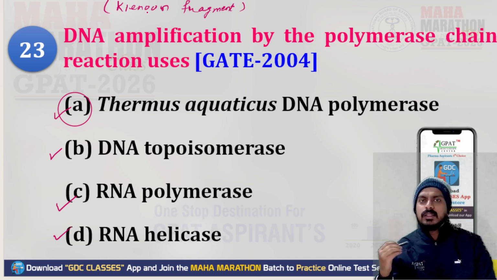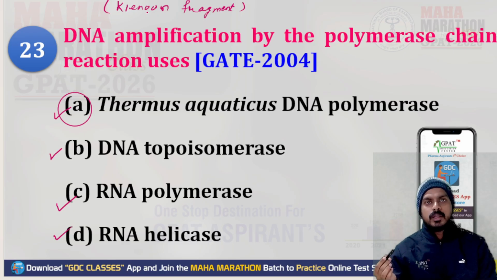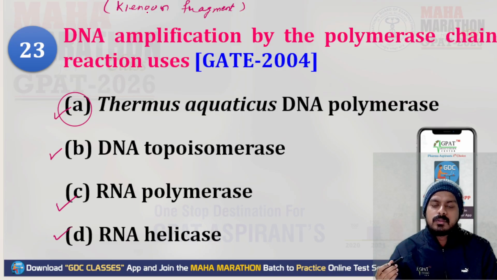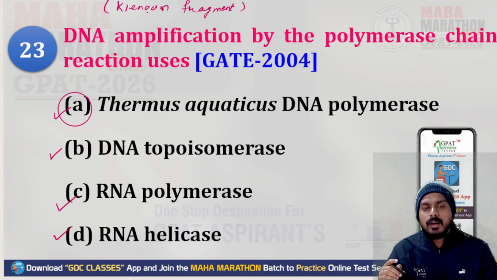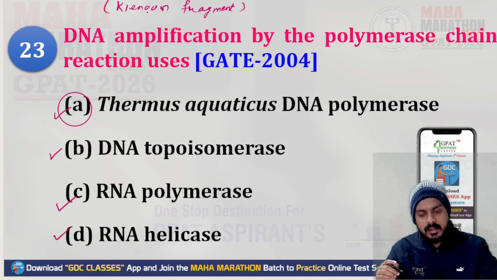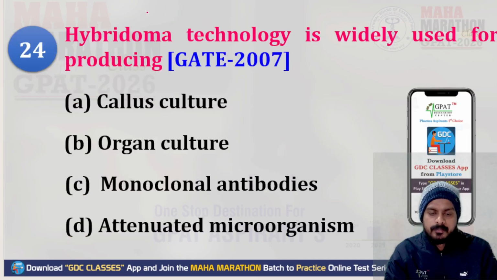That's why after each cycle you need to add the enzyme again. To overcome this problem, Thermus aquaticus DNA polymerase came into the picture, which we can use multiple times without adding it within the cycle.